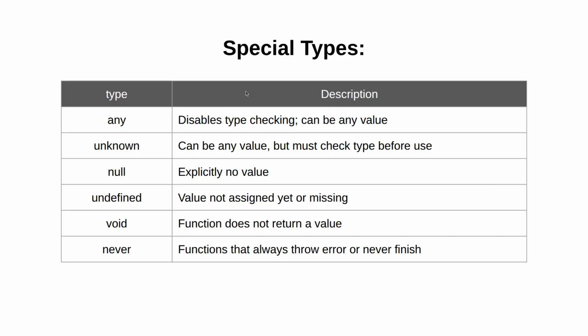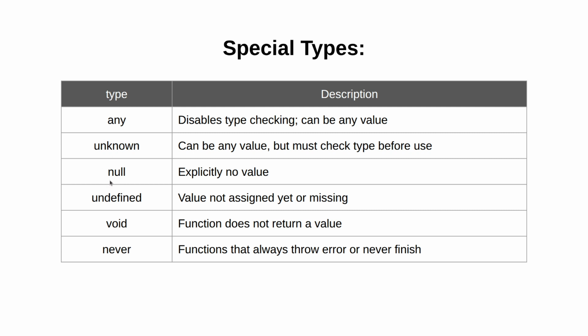So our special types were any, unknown, null, undefined, void, and never. So any disables type checking in TypeScript and can be any value. In the case of any, better to use unknown type, but we must check the type before using.